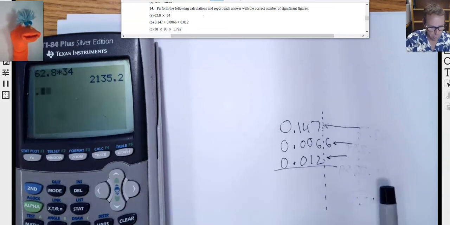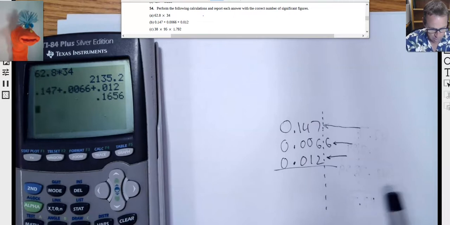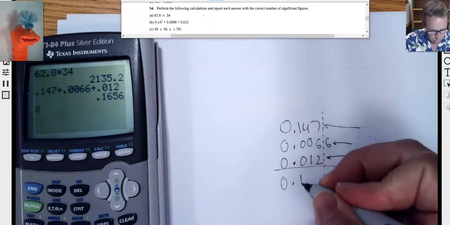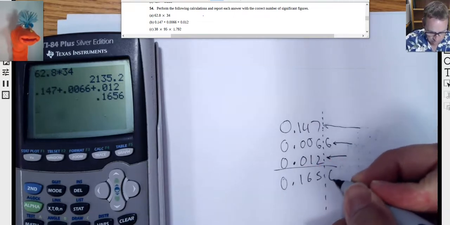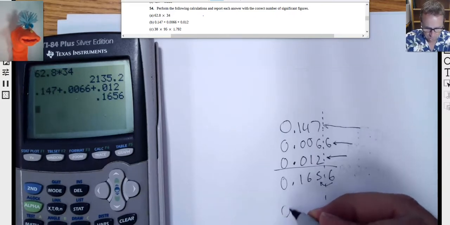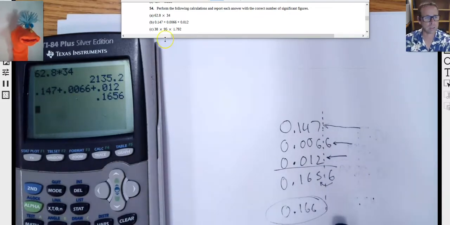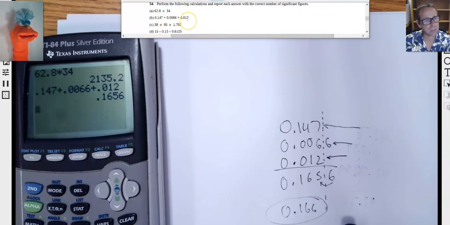All right. So 0.147 plus 0.0066 plus 0.012. My answer is 0.1656, and this 6 is going to round that up to a 6, so 0.166 will be our answer. Okay? 3 significant figures. All right. How about this last one? Or not last one. How about number C here, or letter C?